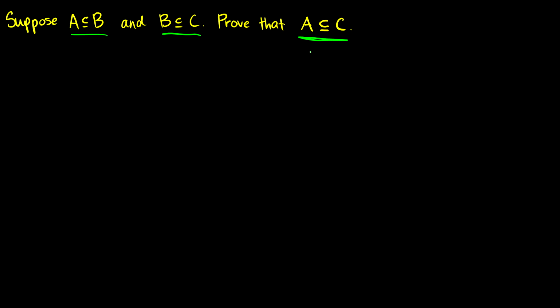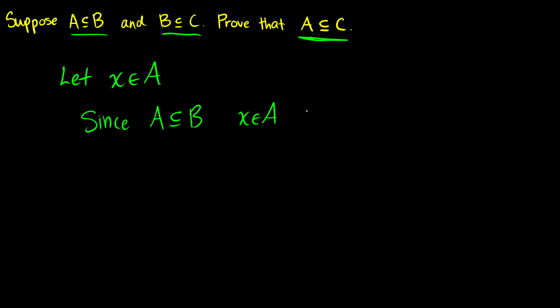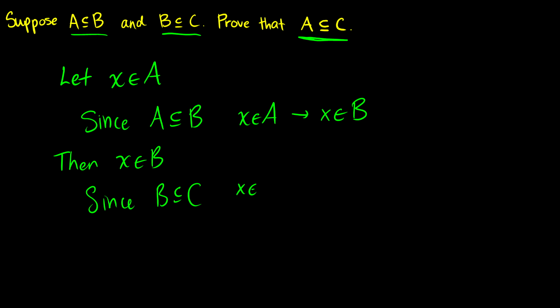So we need to start with something in A. So we're going to start and say, let some element be in A. So let X be in A. Since we have that A is a subset of B, by definition, if X is in A, then X must be in B. So we know that X is in B. And then since we suppose that B is a subset of C, we know that if X is in B, then X has to be in C. So then we know that X is going to be in C.